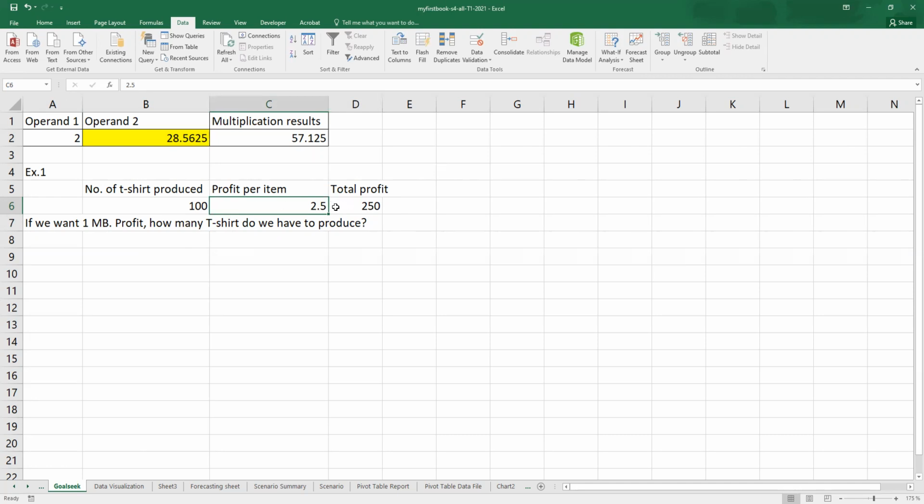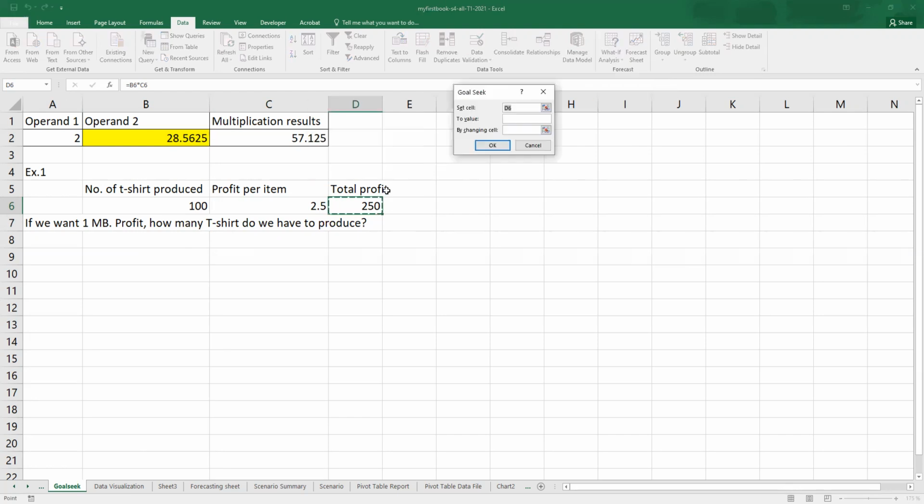So in this one, suppose we just go to What-If Analysis and Goalseek. We want to set the profit in B6 to be 1 million, by changing sale. Normally we can't change the profit per item in this case. Normally we just increase the number of T-shirts. We change the number of T-shirts in this case, and then we just run it.